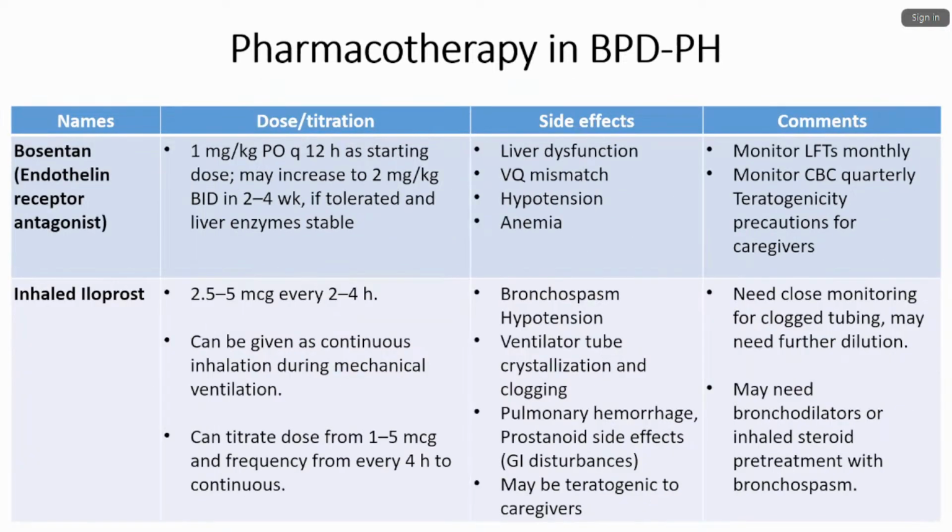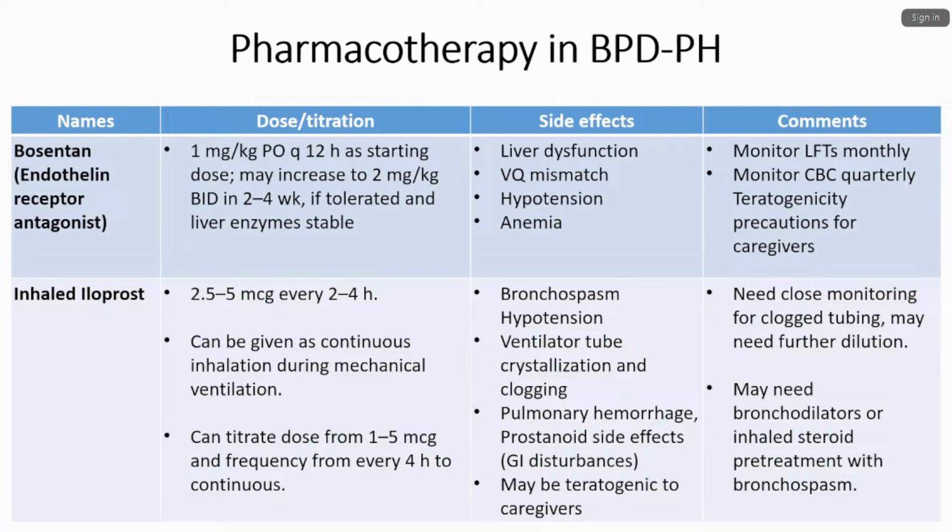The next one is bosentan, an endothelin receptor antagonist. The dose is 1 milligram per kg orally 12 hourly as a starting dose, and may increase to 2 milligram per kg twice a day in 2 to 4 weeks if tolerated and liver enzymes are stable. Side effects are liver dysfunction, VQ mismatch, hypotension, and anemia. Monitor LFT and CBC, and teratogenicity precautions for caregivers.